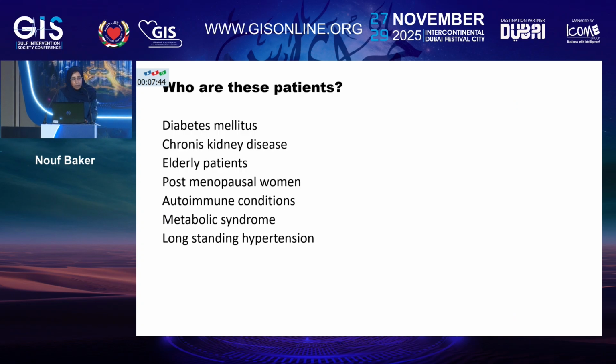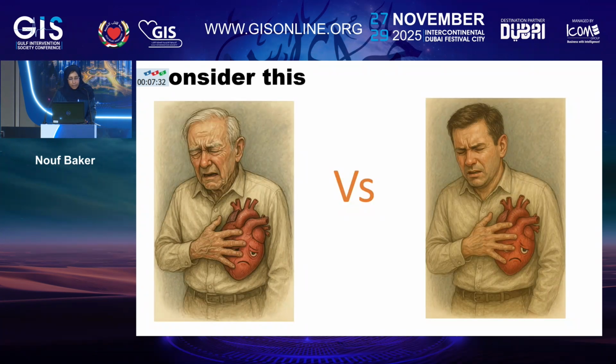Now, we need to answer the question: who are these patients? They're usually diabetic, with chronic kidney disease, a lot of comorbidities, and they tend to be elderly. Now, we're going to consider these scenarios. If we have two patients with the exact same pathology, so let's say they're both diabetic, they both have CKD, ejection fraction is the same, functional capacity is okay-ish. The gentleman on the left is 78 years old, and the gentleman on the right is 40 years old.